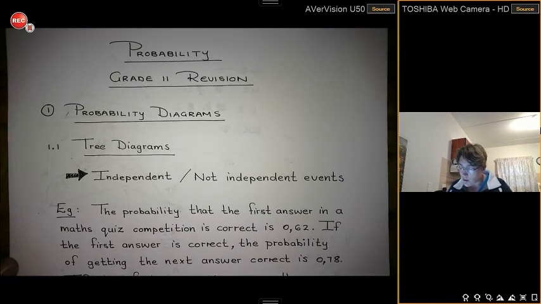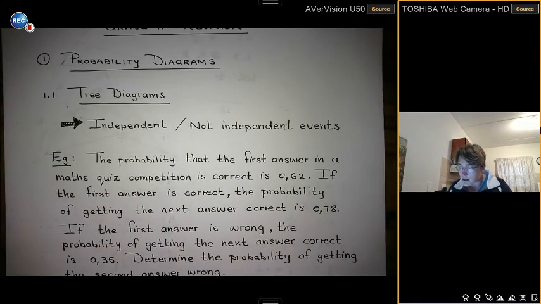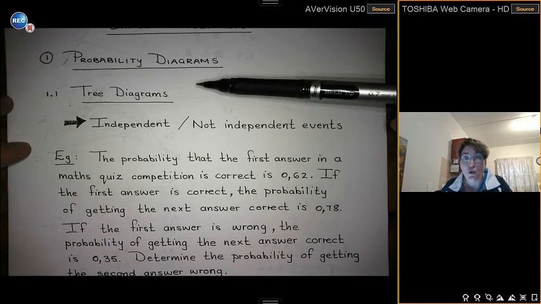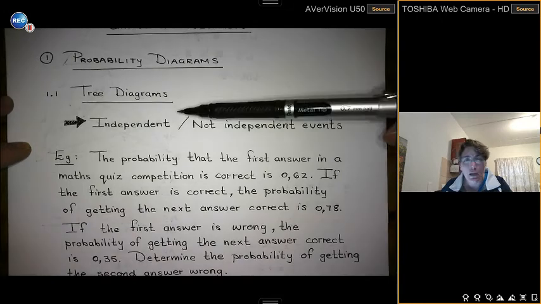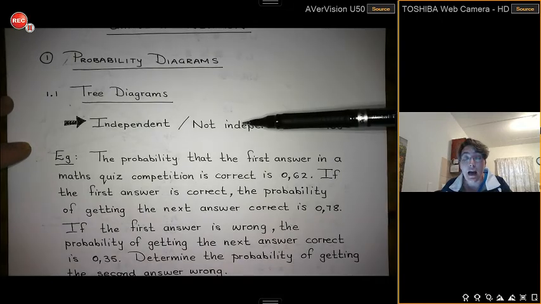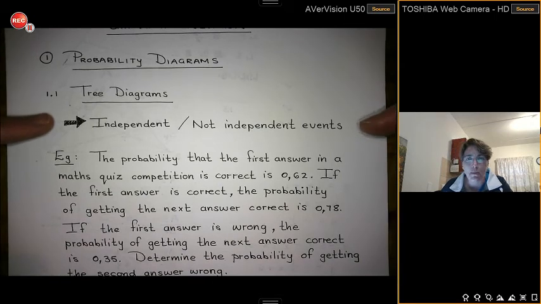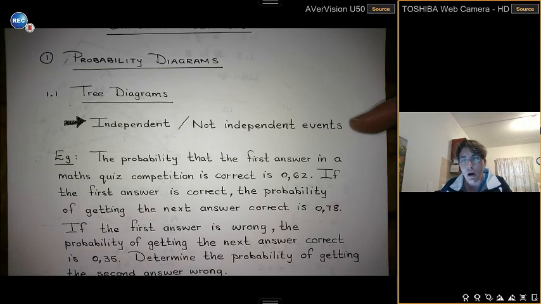So probability diagrams, there are 3 basic probability diagrams you need to know very well from grade 10 and grade 11. The first one is your tree diagram. Now, tree diagrams can either be used with independent events or events that are not independent. And it doesn't really matter whether they are independent or not when you multiply. We'll talk about that multiplication just later. It has more to do with the fact that if the two events are independent, it means whatever happens on the first event has no bearing on what happens with the second event.